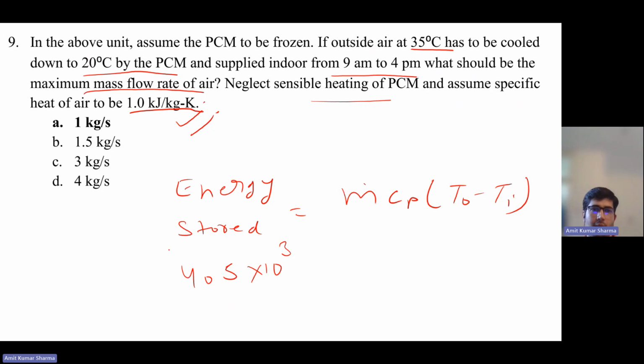So now I think you can find the answer. You have Cp, you have T naught and Ti. T naught is the outdoor temperature, Ti is the indoor temperature, Cp is the specific heat, and m will be the mass flow rate. So you have to calculate the mass flow rate. From this energy equation, you can calculate it; you just have to put in the data. Take another 2 minutes and try to find the answer. Let me know.